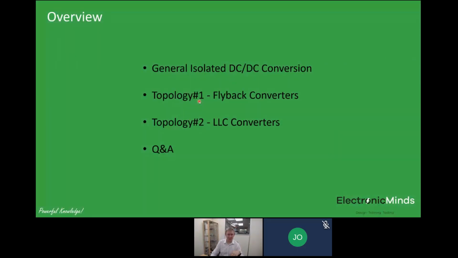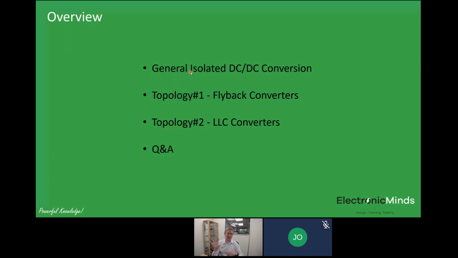So here we go. In terms of what we're going to talk about today, I want to start from a general point. What do we mean by isolated DC to DC conversion, and what's the fundamental building block that all of the topologies we can think about using to perform this function share in common? I appreciate this 1 hour we've got is quite a short amount of time to talk in any real depth, and there are a multitude of topologies that you can actually use for isolated DC to DC conversion.